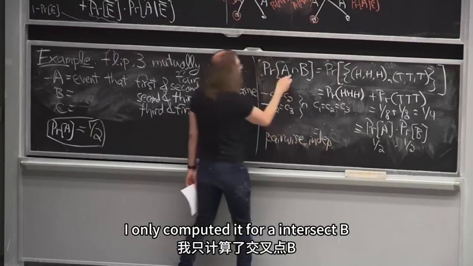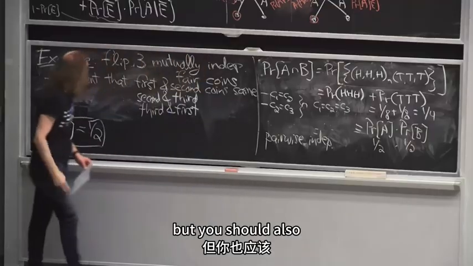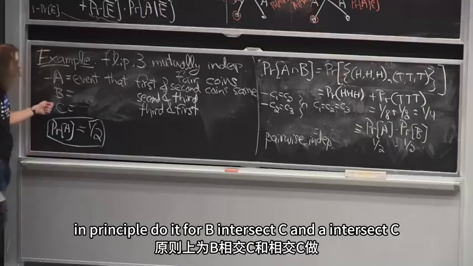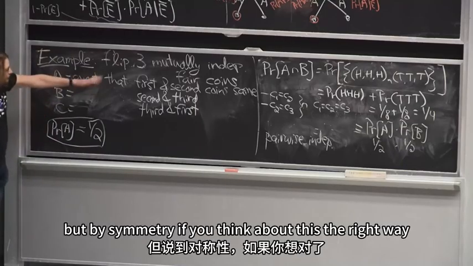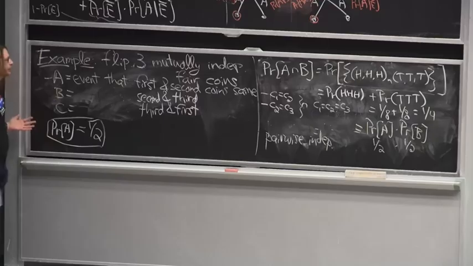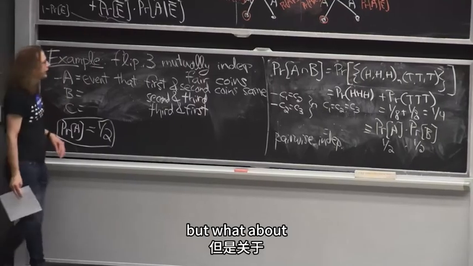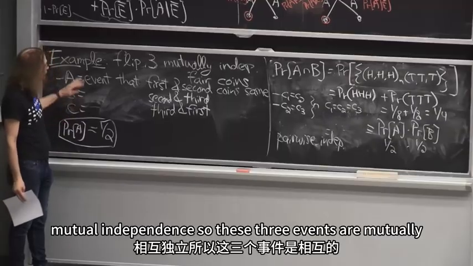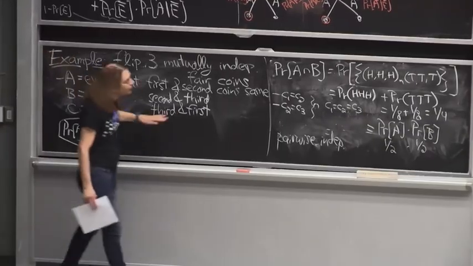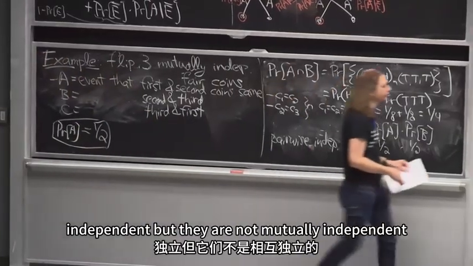Okay, I only computed it for A intersect B, but you should also, in principle, do it for B intersect C and A intersect C, all the pairs. But by symmetry, if you think about this the right way, those will all come out the same. Okay, I'll just wave my hands at that. But what about mutual independence? So these three events are pairwise independent, but they are not mutually independent.